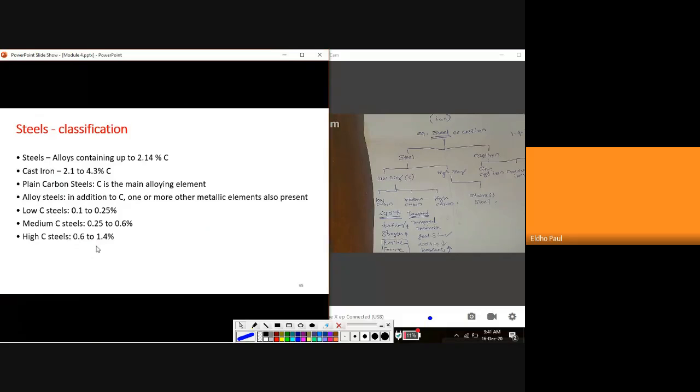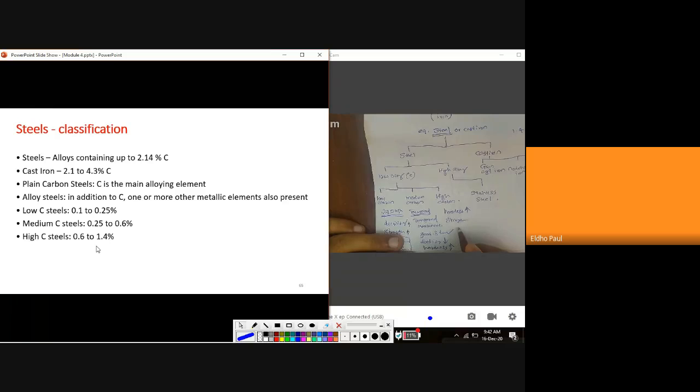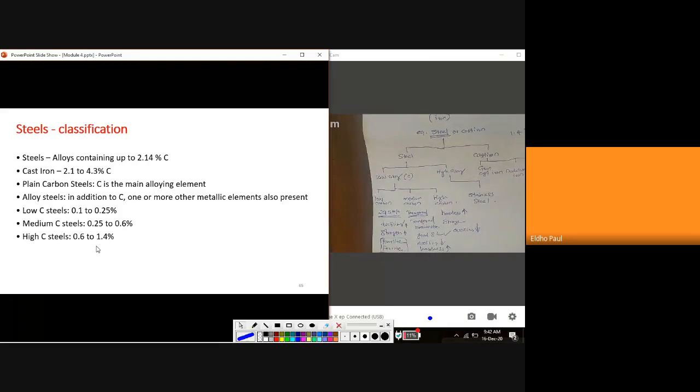So in the case of high carbon steel, we have 0.6 to 1.4% of carbon, and it has very good hardness. Hardness is the important property, very high compared to these two types of steel. It is very strong, but the main disadvantage is ductility, which is very, very low. This is also used in the tempered condition. It has very high wear resistance, and it is commonly used for any cutting operation.